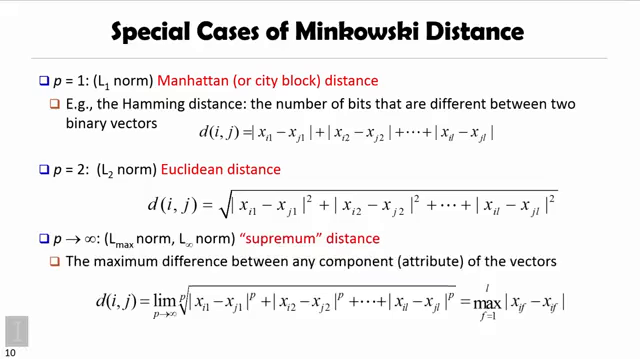Then if p goes to infinity, we're dealing with the L infinity norm or L max norm. This is also called Supremum distance. It is defined as a limit for p going to infinity. In that case, the distance is really the maximum difference between any attribute of the vectors. For example, for f from 1 to L, the maximum such absolute value of the difference is the distance of the L infinity norm, or Supremum distance.